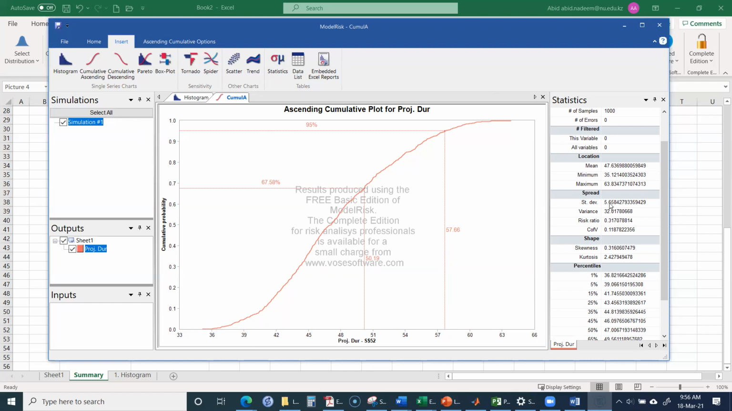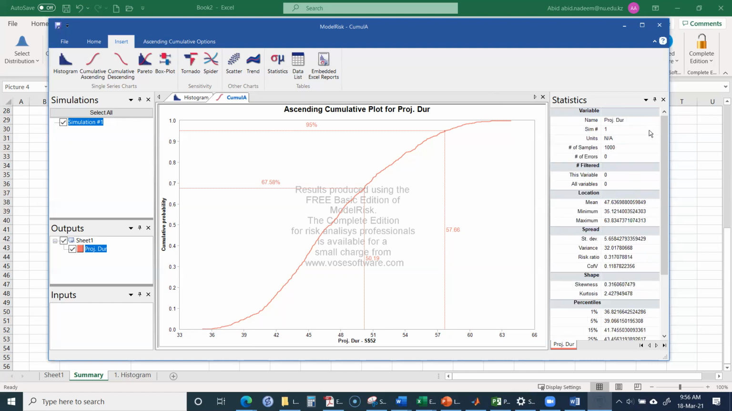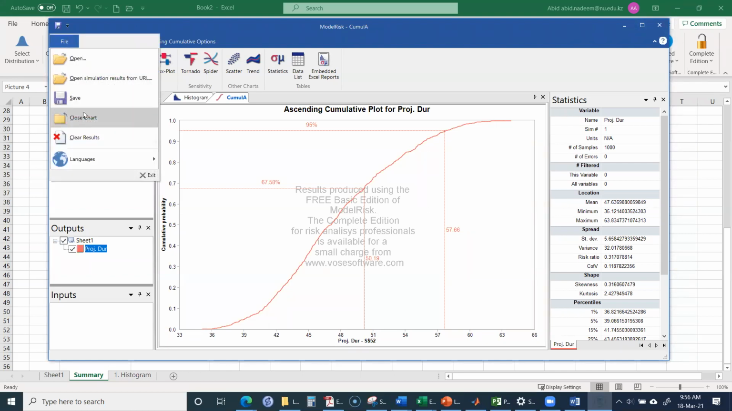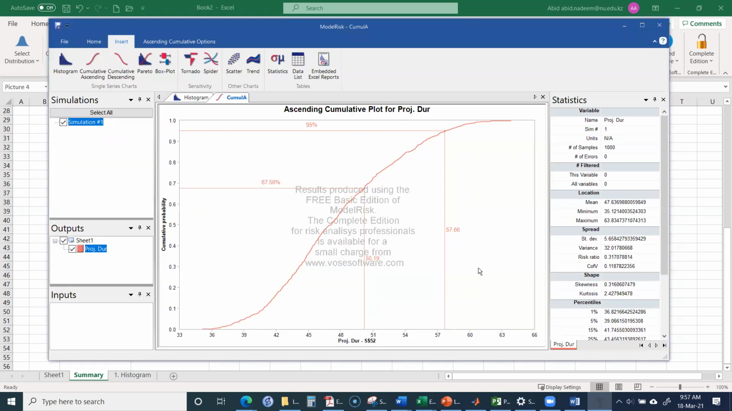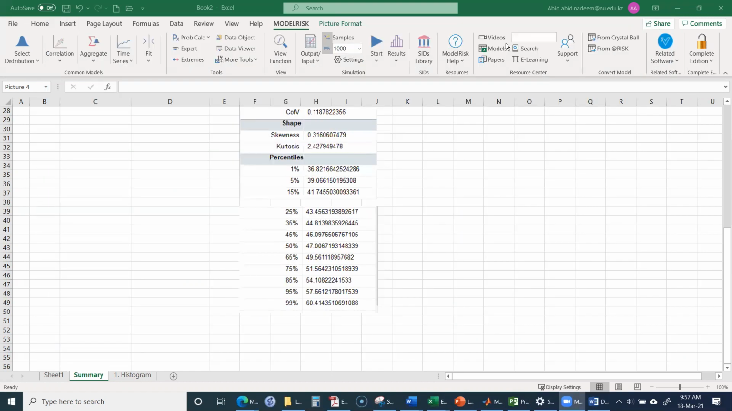Okay, so that is one simulation. You can run this simulation as many times as you like. In this case, we have run the simulation for 1,000 samples. So the mean duration was 47.63 days. You can save these results in your document. You can say simulation 1, save it wherever you want, and then you can also open these results later on, okay? And then you can close it.